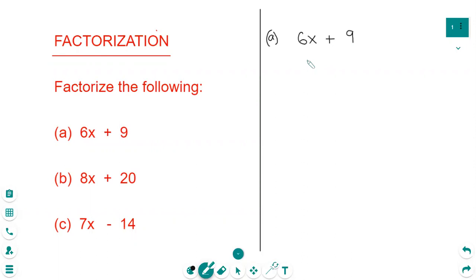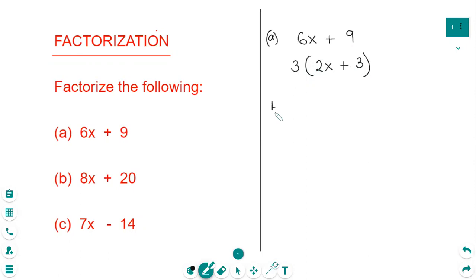Now look for the biggest factor that can go exactly into 6 and 9, and that's going to be 3. So I'm going to write down 3 out here and open a bracket. I'm going to think what I will multiply 3 by to give you 6x, and that's going to be 2x. The plus sign, I write the plus sign here. Now, what will I multiply 3 by to give me 9? That's 3, so I write down 3. So this becomes the result of factorizing 6x add 9.